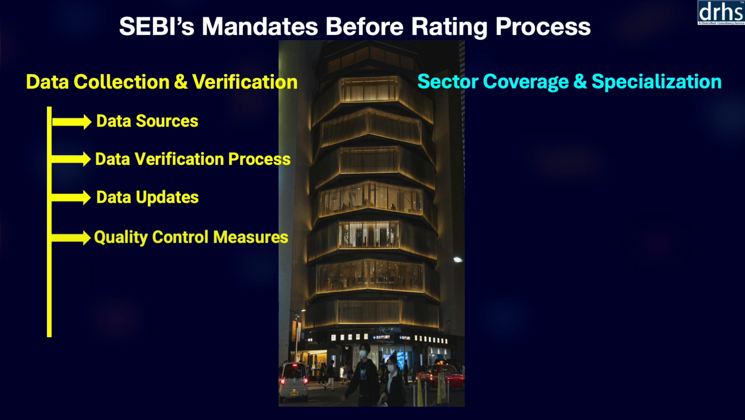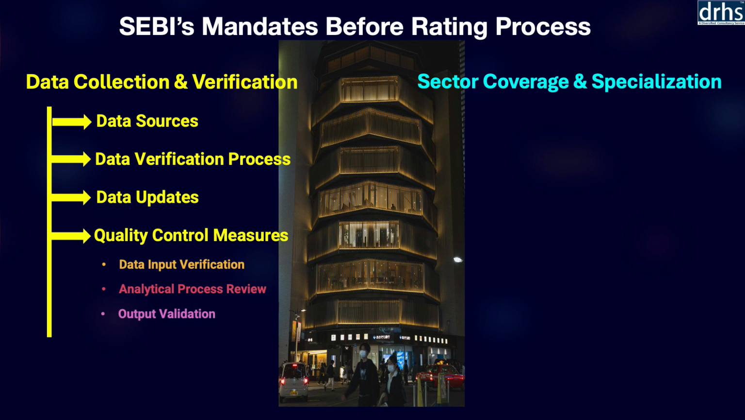Next is quality control measures, which first start with data input verification. SEBI is urged to assess the processes in place to verify the accuracy of data inputs. This includes cross-checking mechanisms and data validation protocols to minimize errors at the entry level. The next is analytical process review. The methodology examines the quality control measures applied during the analytical process. This involves evaluating peer review systems and the use of multiple analysts to ensure objectivity and accuracy. The next is output validation. SEBI is urged to consider the final review process before ratings are published. This includes checks for consistency, outlier detection, and comparison with historical data to ensure the reliability of the final output.